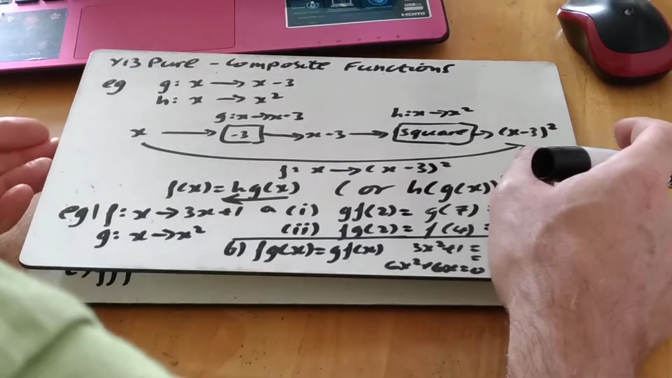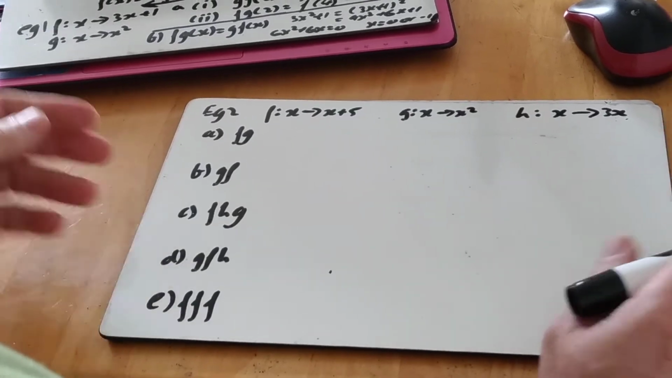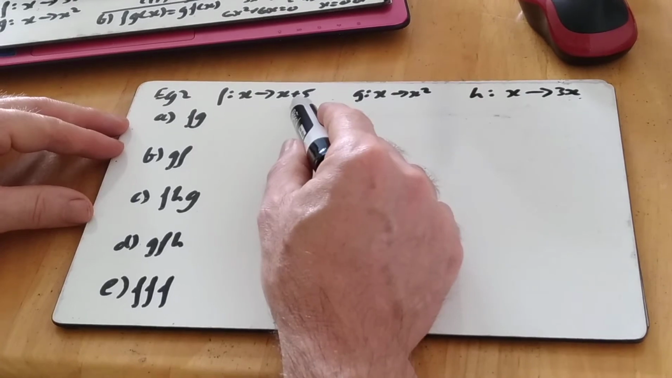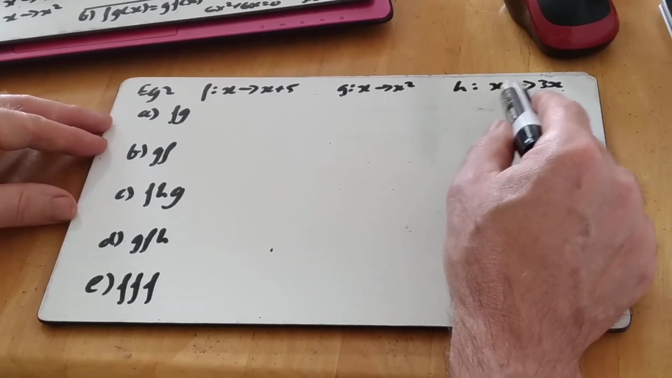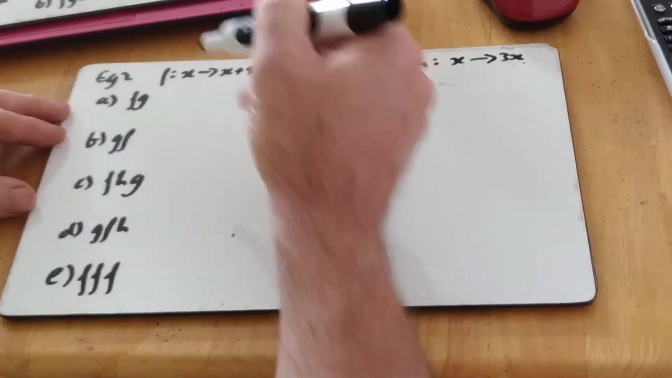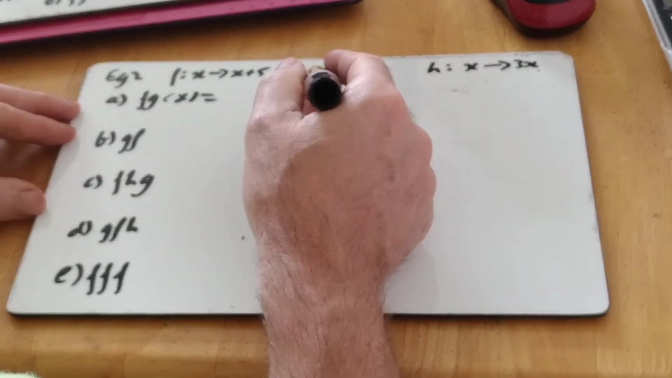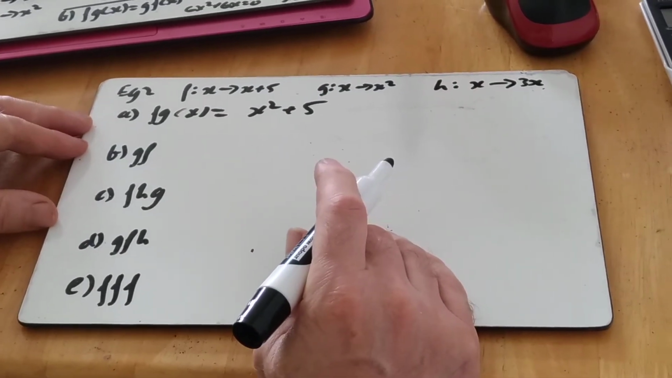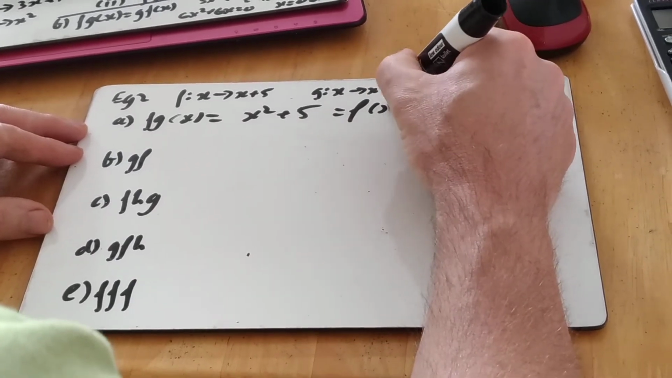Now, not only can I do composite functions of 2 different functions, I can do potentially of 3. And so I've got 3 different functions here. f of x is x add 5, in words, add 5. g of x is x squared, squaring. h of x is 3x, times by 3. So if I want to work out f of g of x, then I do g first, x squared, and stick that into f. So it's, as it were, f of x squared.